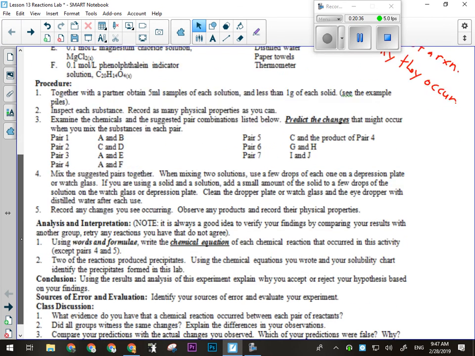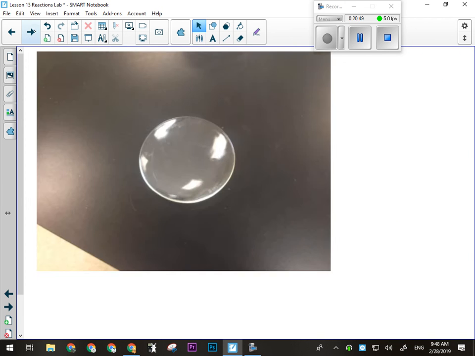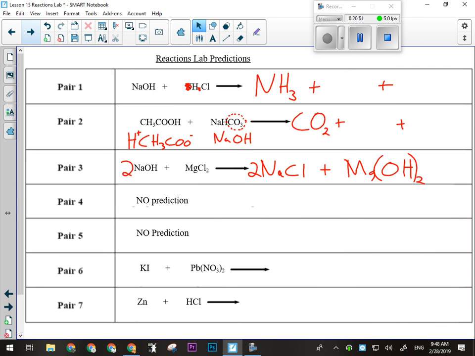Okay, so in the analysis, question number 1 is, using words and formulae, write the chemical equation of each chemical reaction that occurred. All right, so essentially you have some of that already done here in our predicting part. All you have to do is write it out in formula form, so it looks like this, and in words for each reaction except pair 4 and 5. You don't have to do pair 4 and 5 because those are different kinds of reactions. So you got to do 1, 2, 3, 6, and 7.